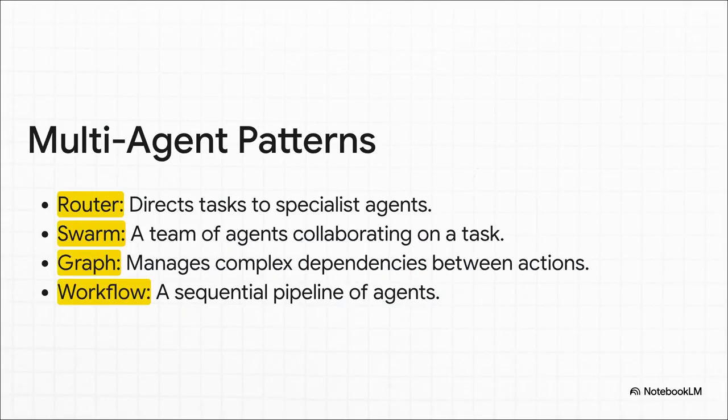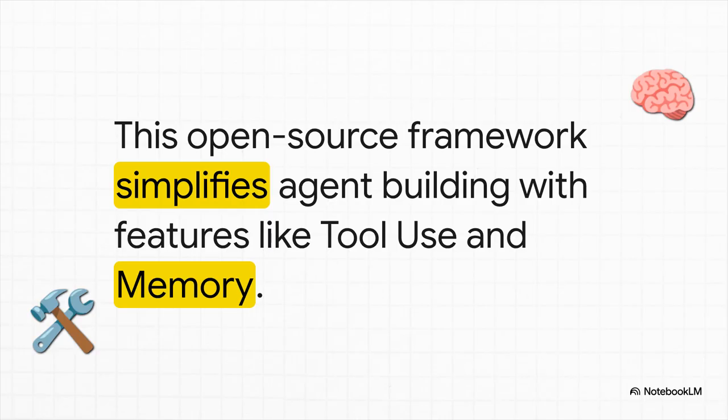You can build entire teams of agents that work together just like a human team. Think about it. You could have a router agent that's like a project manager, handing out tasks to the right specialist. Or you could have a whole swarm of agents all attacking a complex problem at once. It's really powerful stuff. Now, trying to build all this from scratch would be, well, a huge pain.